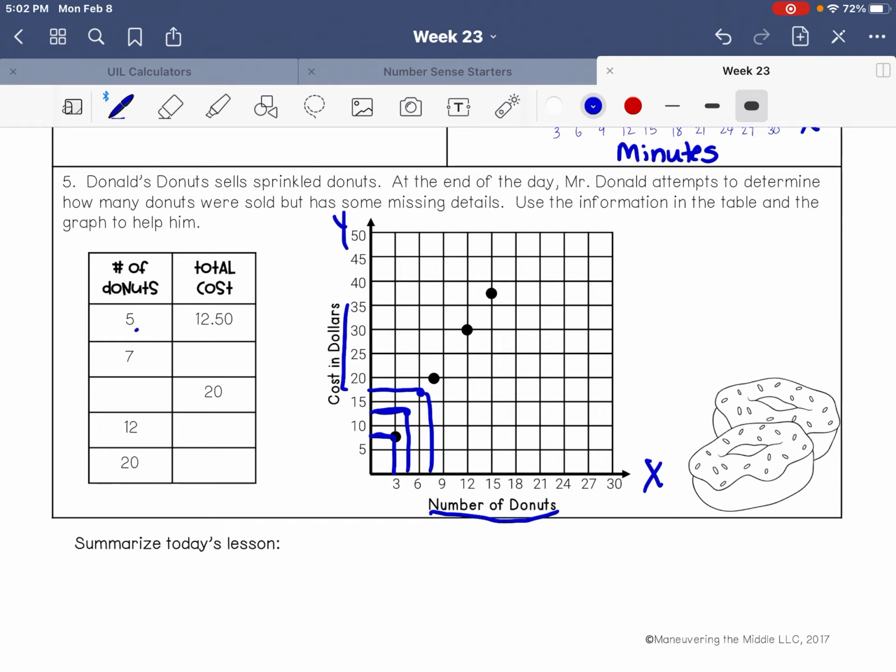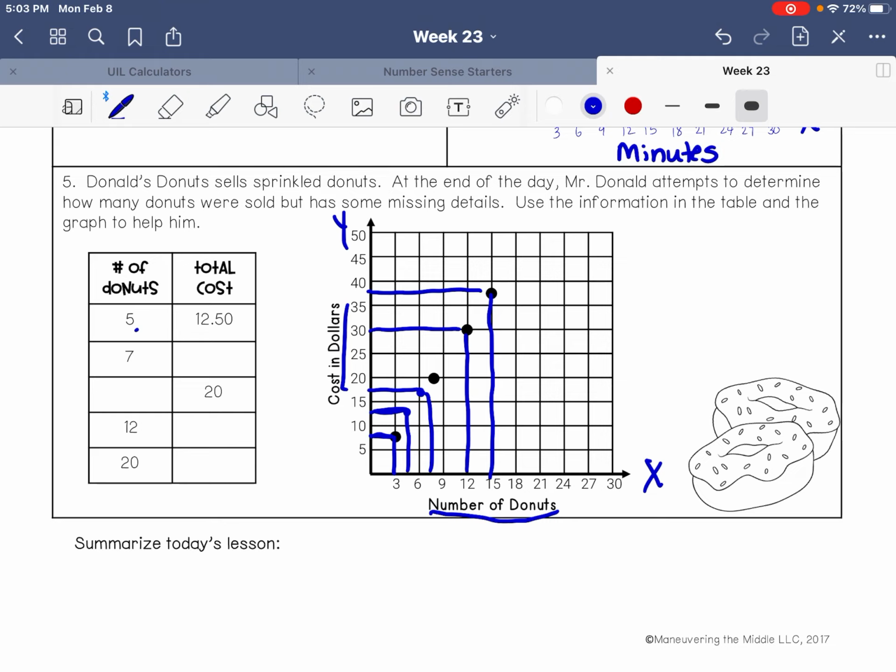Let's see if it helps us to look all the way at the end of our graph. At the end of the graph, we have 15 donuts cost somewhere between $35 and $40. Oh, but 12 donuts, if you notice, cost $30. I'd like you to think for a minute of how you might figure out how much one donut cost. I'll wait here while you think of it.